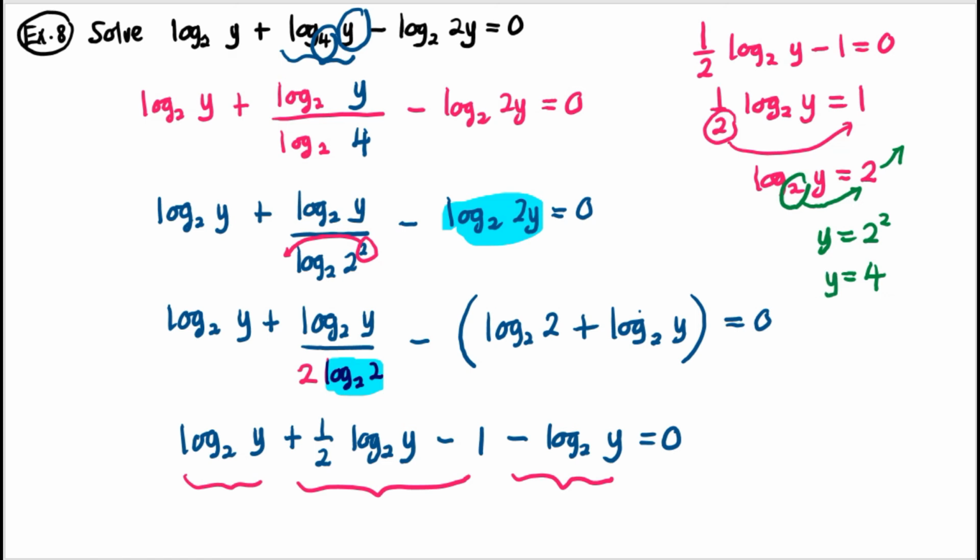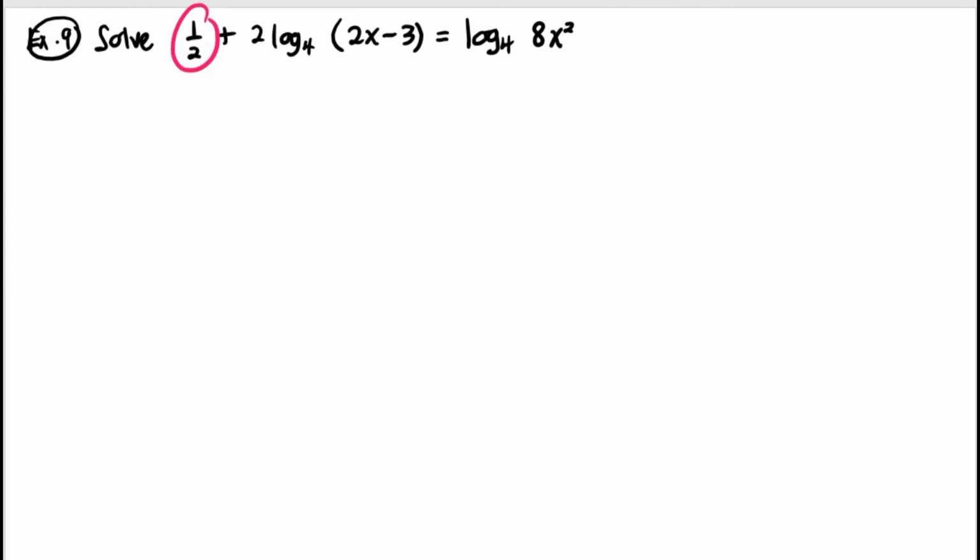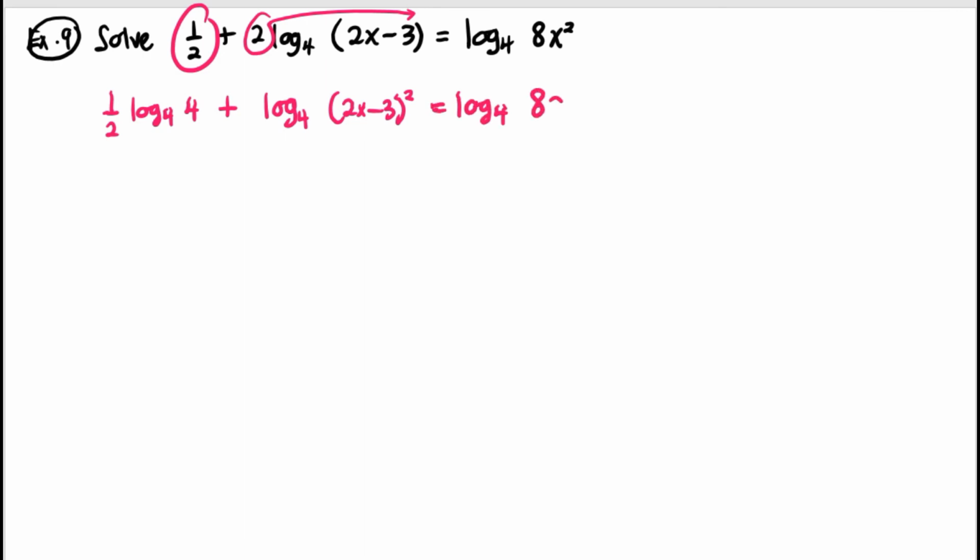Right, now let's proceed with example number 9 here. If you have this type of equation, in this case you just need to put a log base 4. For this part, I have a half log base 4 plus, that one will become log base 4 of 2x minus 3. This one will become a square because I bring this power to the top there. So this will become log base 4 of 8x squared.